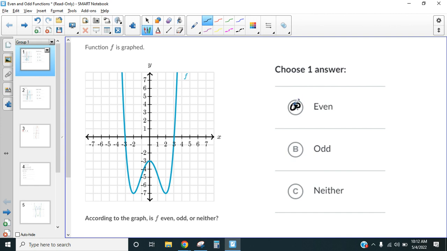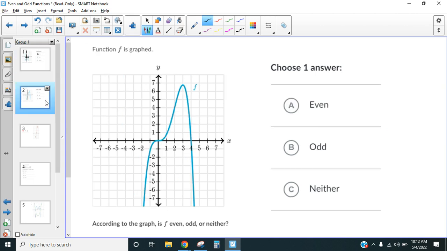Easy enough, right? This is even. There's symmetry across the y-axis. We look at any one of these points. There's a point there. It has a counterpart there. There is no violation of that either. There is an exact symmetrical relationship between the right side and left side, right? Okay, next one. How about this? Even, odd, or neither?